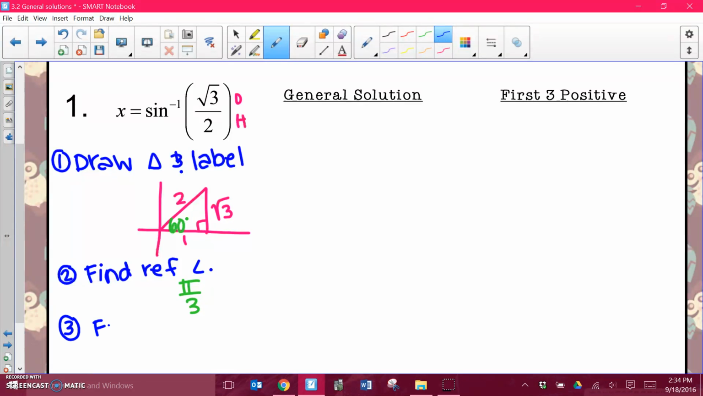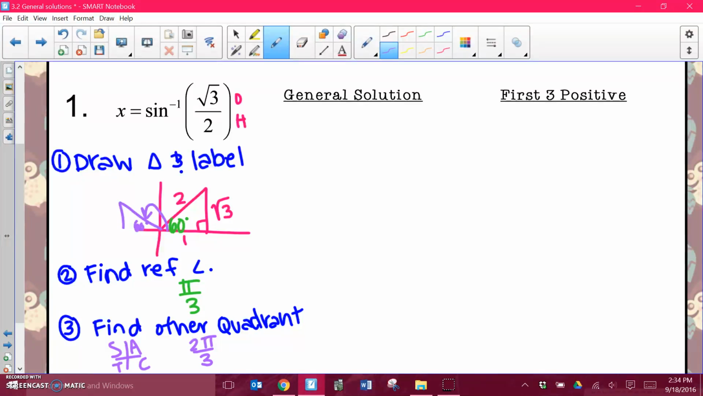So now you're going to find the other quadrant. When I look at my All Students Take Calculus, I know that the other place sine is positive is where y is positive, so it should be in quadrant 2. Again, it'll be the same reference angle on the triangle. I've just got to figure out how far I went there. This is pi over 3, but in the second quadrant, it would be 2 pi over 3. So that's how we found the inverses yesterday.